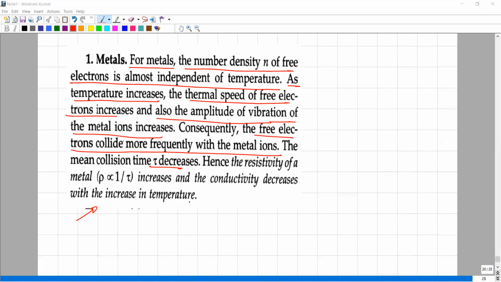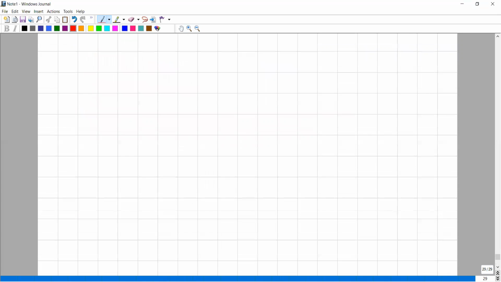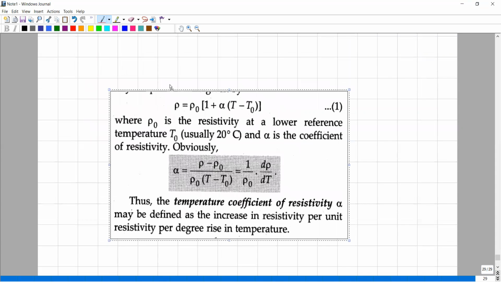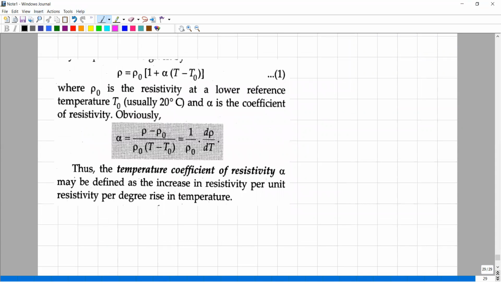So the relationship of resistivity with temperature is this. Resistivity at a certain temperature, rho, is equal to the resistivity at T naught. Now, what is T naught? Don't think that T naught is equal to 0 degrees temperature. No. T naught is the lower reference temperature.